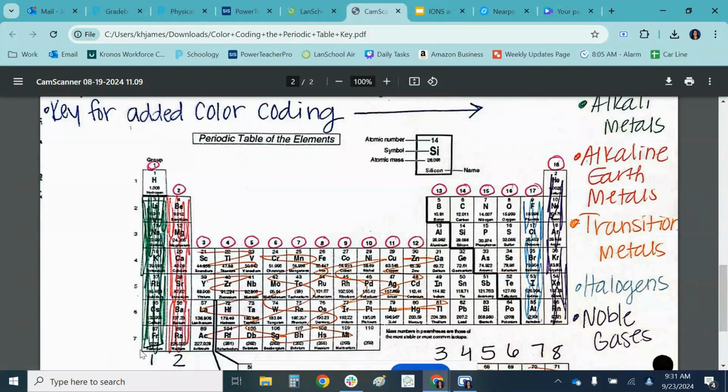Period numbers go down the side here. They're the rows from left to right, and they tell us how many energy levels each atom has.